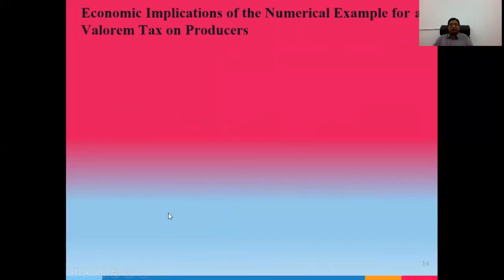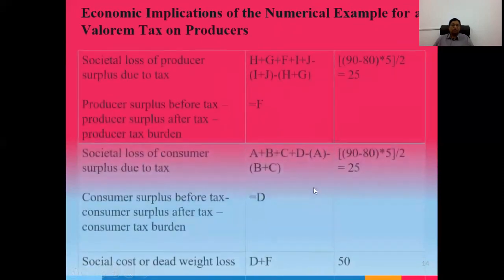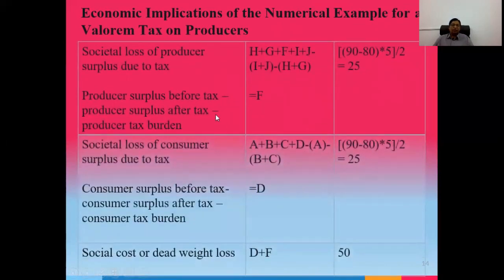Economic implications of numerical example of ad valorem tax on producers. Now I would like to summarize the economic implications of the numerical example of ad valorem tax on producers, what we have so far discussed, either by using graphical explanation or equations. Social loss of producer surplus due to tax.